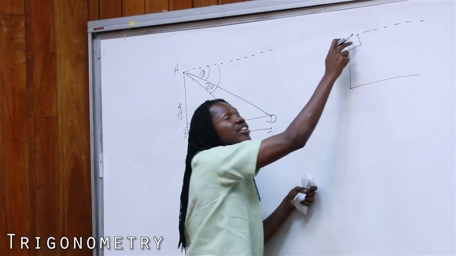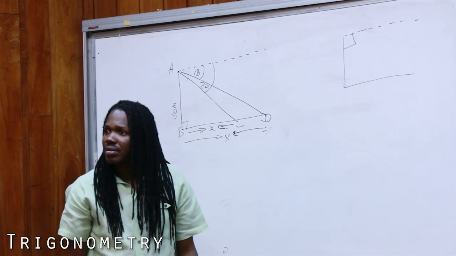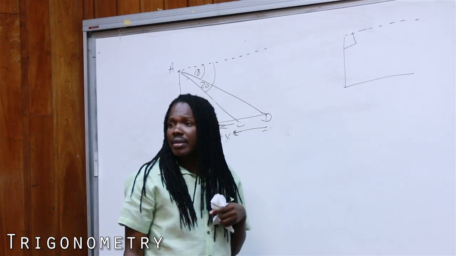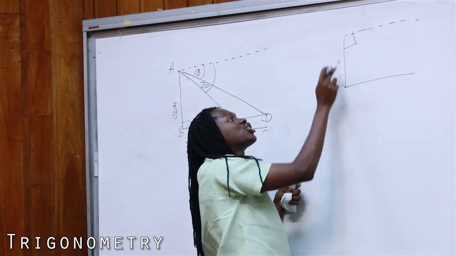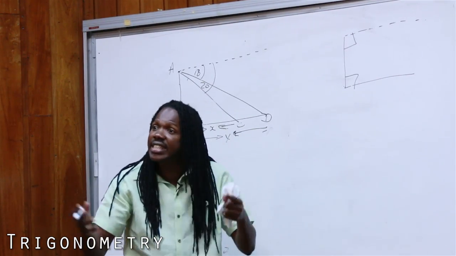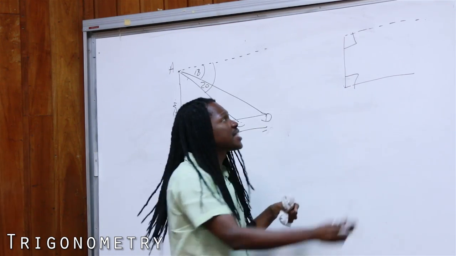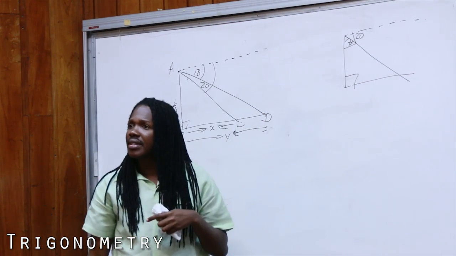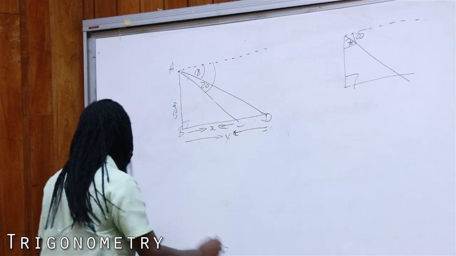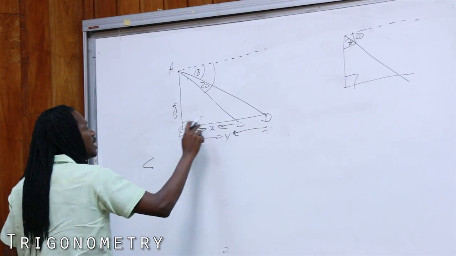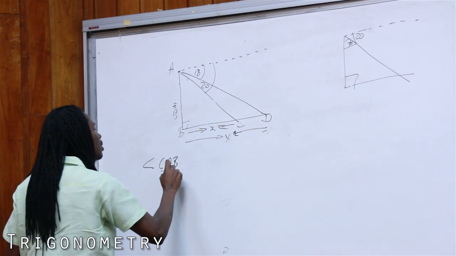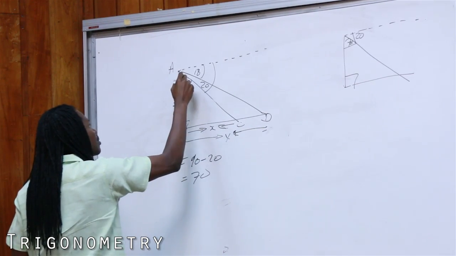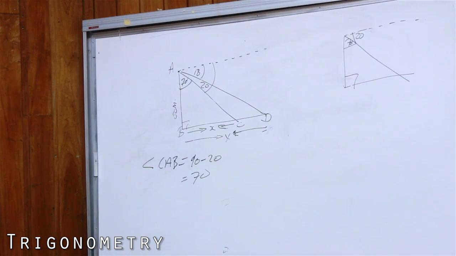I know that this is 90 degrees. See that? Because if this is parallel to this and this is a straight line, it makes the two angles be 90 degrees. That's logic. So if this is 90 and I take away 20, then it leaves me with 70. So therefore, angle CAB equal to 90 minus 20 equal to 70. Everybody see that?